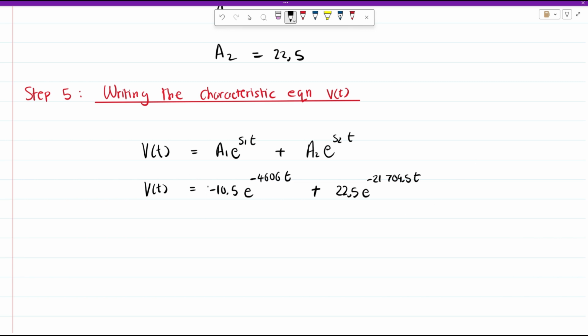So this is the characteristic equation for v(t), where t is greater than or equal to 0.